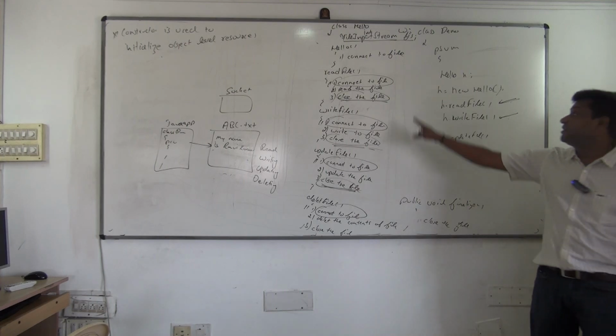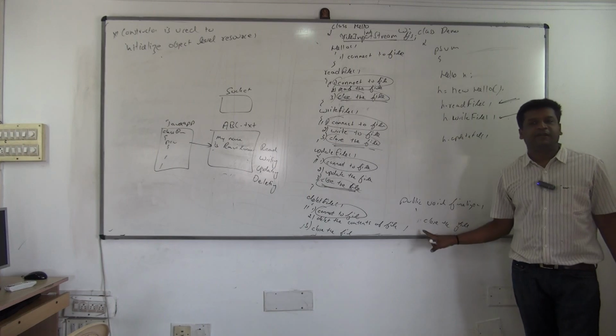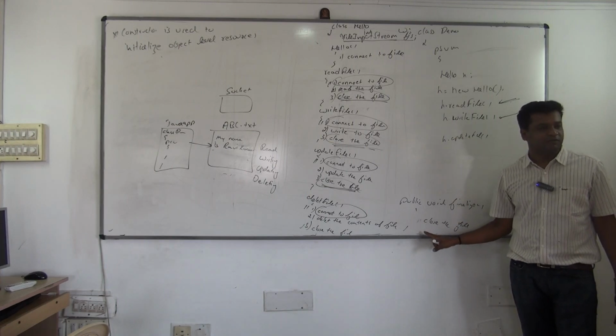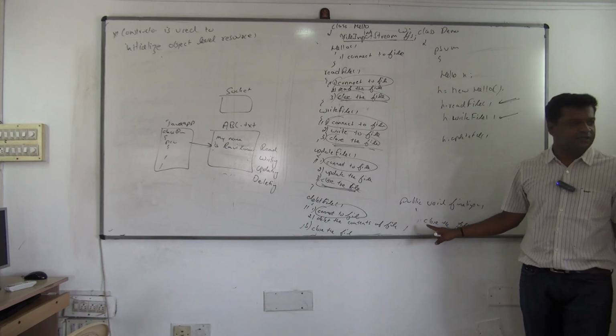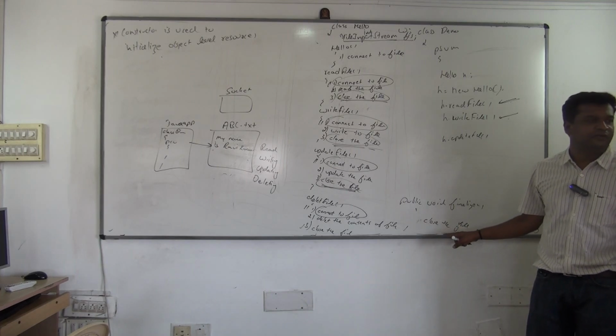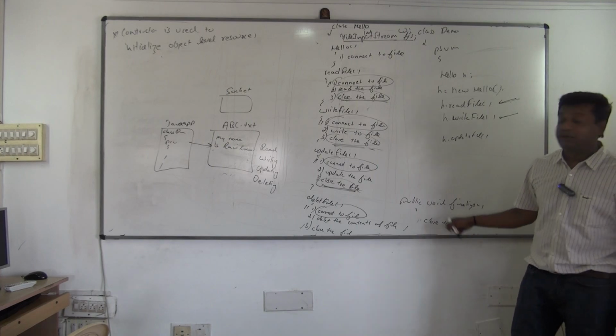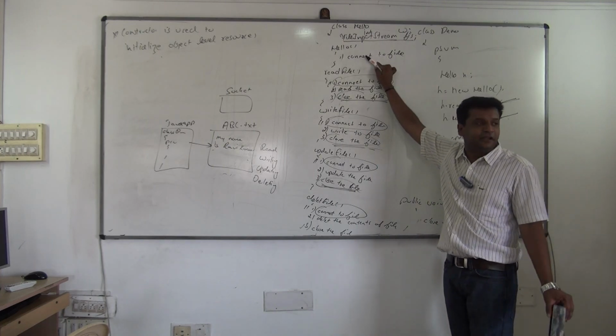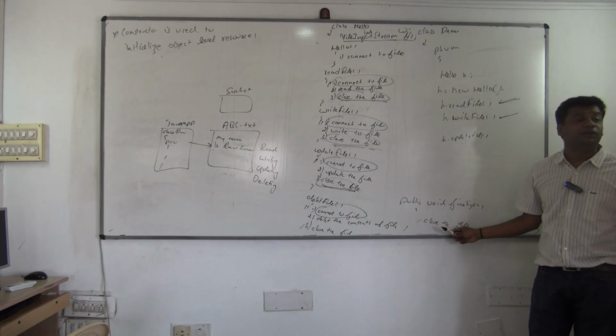See, the constructor is executed during creation of the object. Finalize is executed during destruction of the object. When the objects are destructed, we'll see later. I'm not talking about destruction now. We are only talking still about creation. This gets executed only once during the creation of the object. Finalize gets executed only once during the destruction of the object.